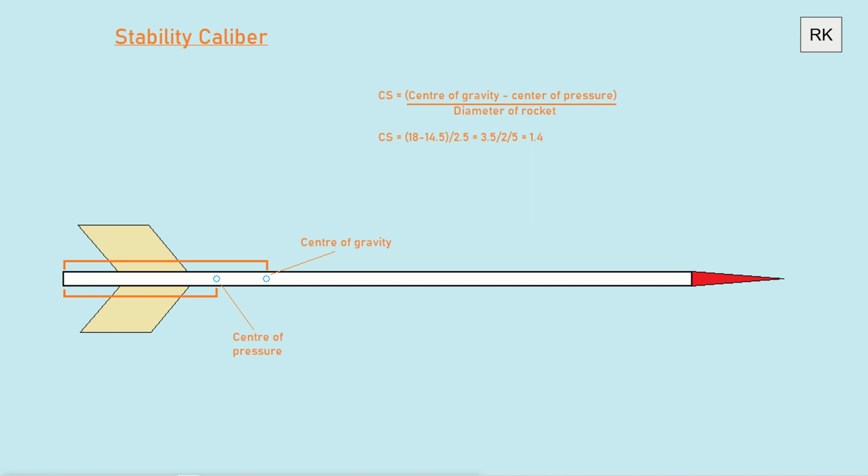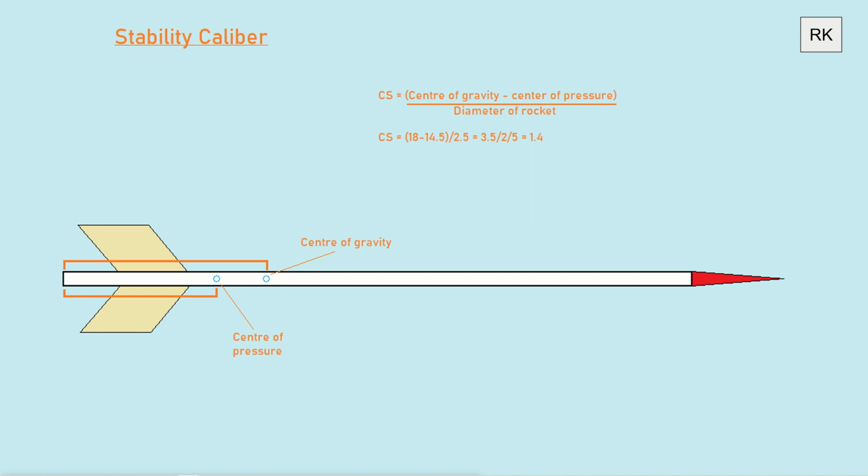For our rocket, the location of the center of gravity and the center of pressure are 18 centimeters and 14.5 centimeters respectively. When the difference between these two lengths is divided by its diameter, 2.5 centimeters, we get our stability caliber, which is 1.4 in our case.